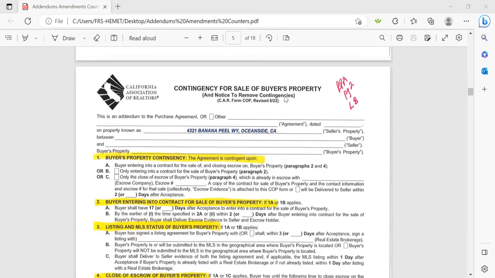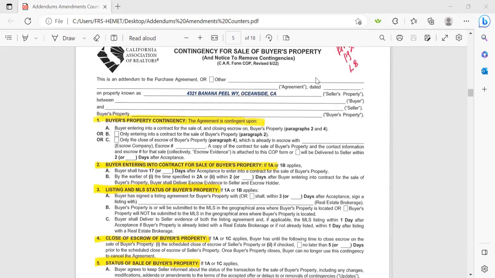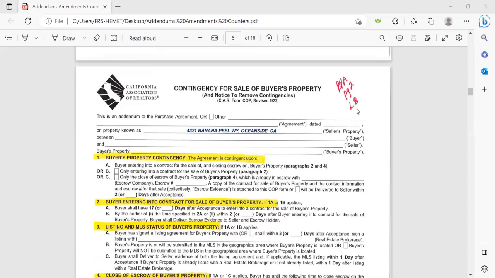Okay. Contingency for sale of property. This is on RPA page 2L8.